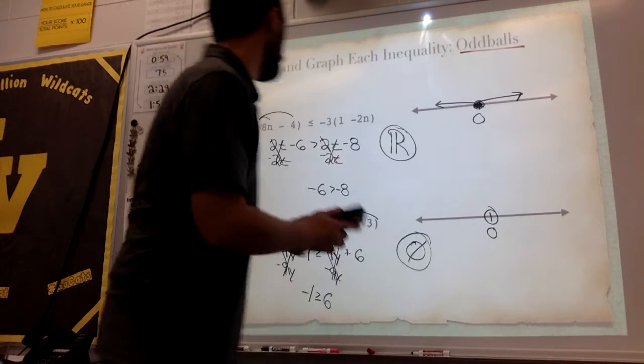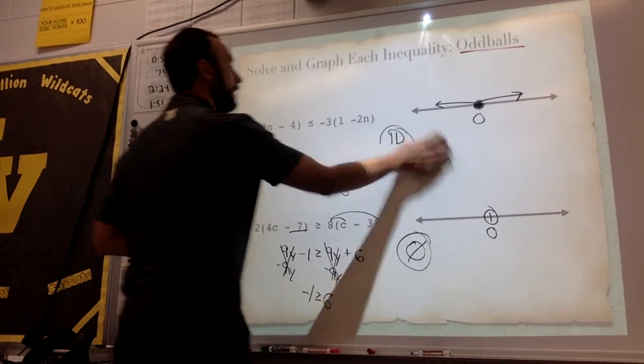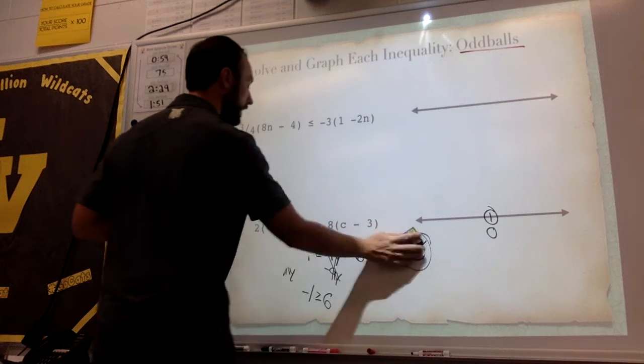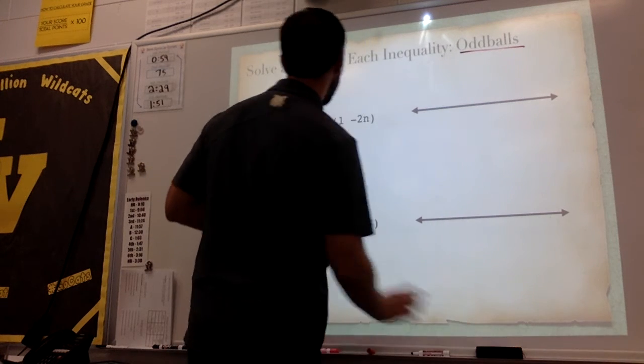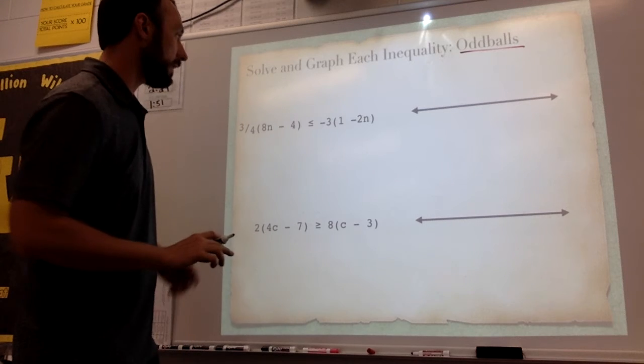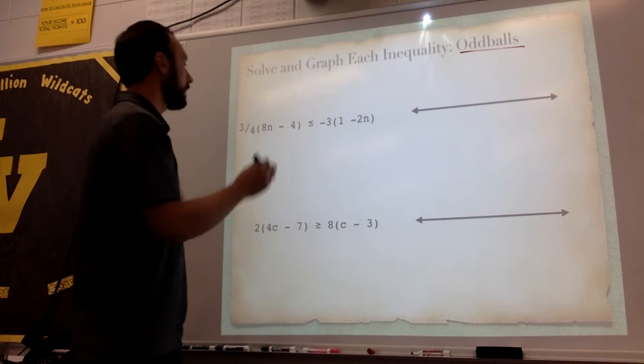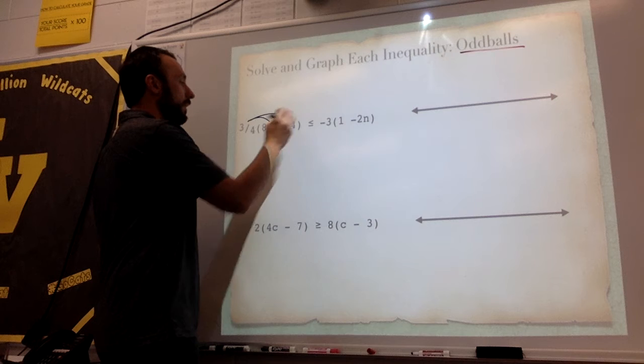Let's try one more oddball. Now we have 3/4 times the quantity of 8n minus 4 is less than or equal to negative 3 times 1 minus 2n. So let's distribute both of these to begin with.